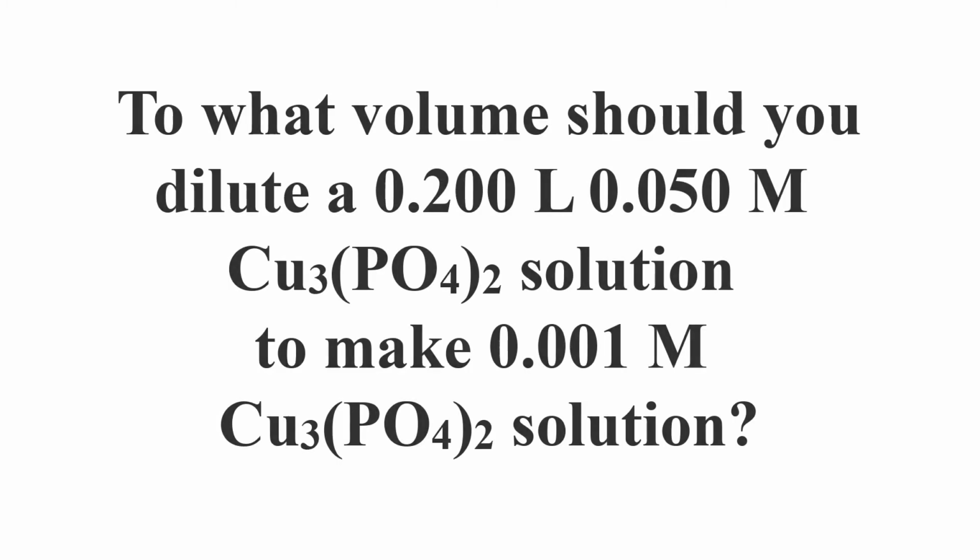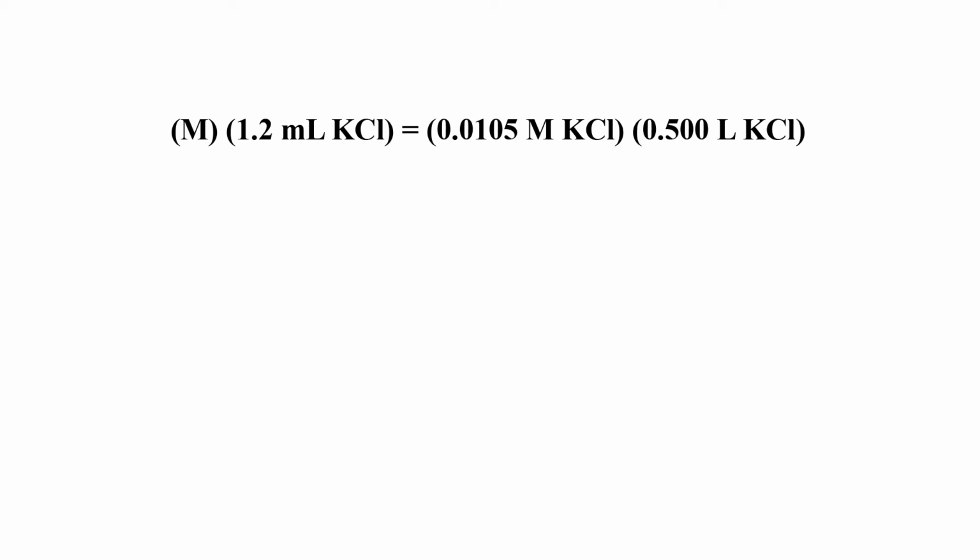Let's go really quick to another problem. I want to find out what is the molarity of 1.2 milliliters of an initial solution of potassium chloride which has been diluted to 0.0105 molarity with a total volume of half a liter. Just like before, we use M1V1 equals M2V2. In this case, we're trying to find out what the molarity was for the 1.2 milliliter potassium chloride solution, which was diluted to the 0.0105 molarity potassium chloride solution with a total volume of half a liter.